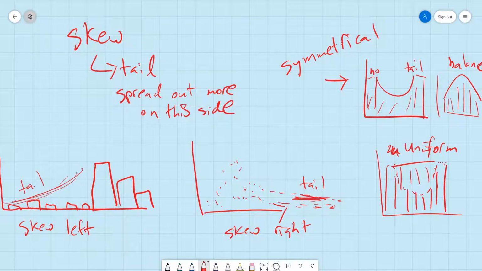Mostly though, you'll see this word a lot, skew, for statistical things. So you want to know that the tail side, the spread out side, is the skew.